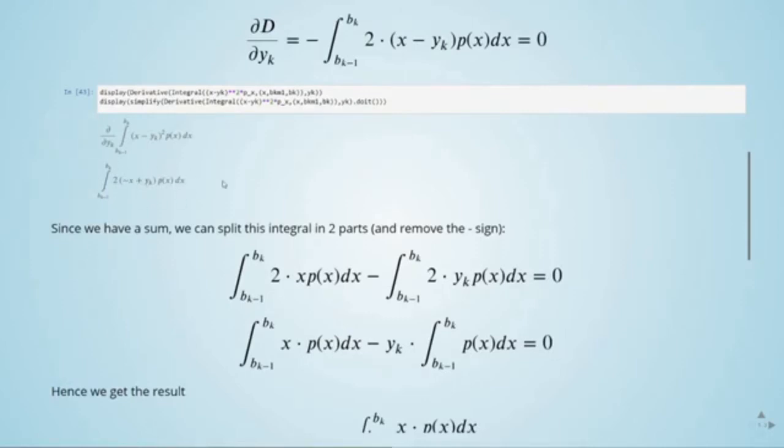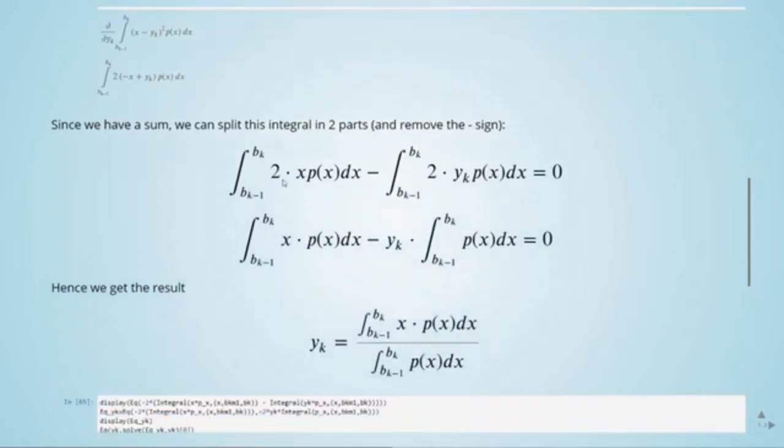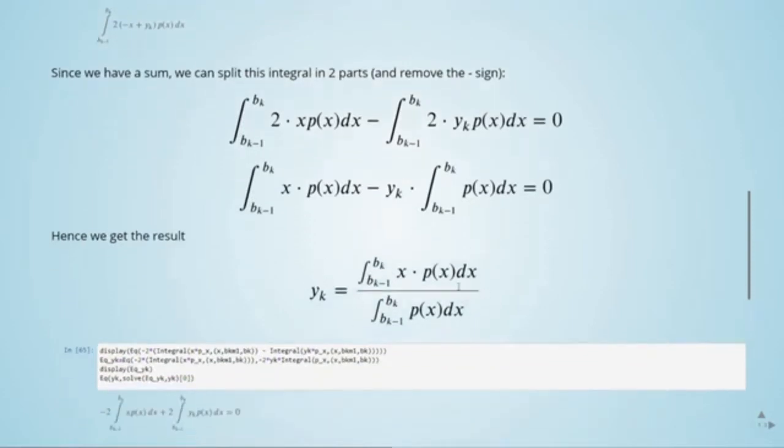We can split this integral in two parts. So this is what we are doing here, and we get the final result that the y of k is this numerator and this denominator, going from b of k minus 1 to b of k. So for the decision boundaries, we have our signal x, we have the PDF of our signal, and this is what we are doing also in SymPy.